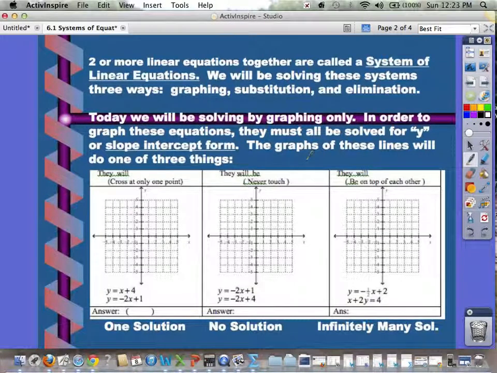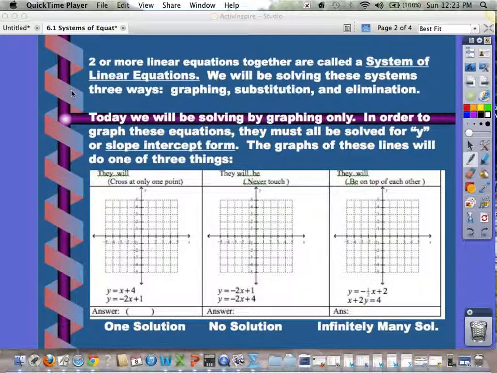Let's get started. So, two or more linear equations together are called a system of linear equations. We will be solving these systems three different ways. The first thing we're going to do in this PowerPoint, in this slide, is graphing. But the other two ways are called substitution and elimination. We'll work at those all separately. But today we will be solving by graphing only.